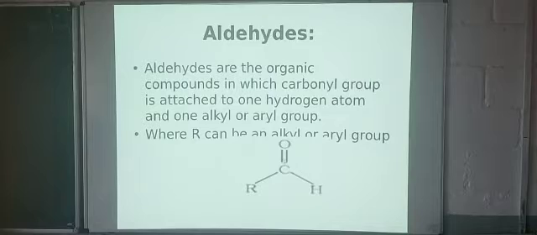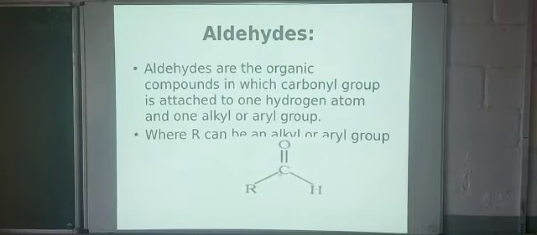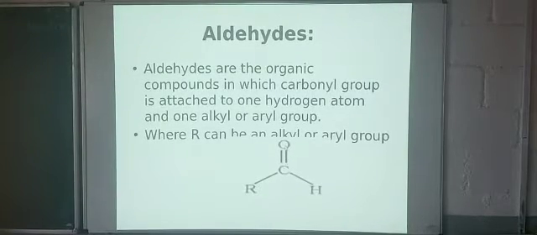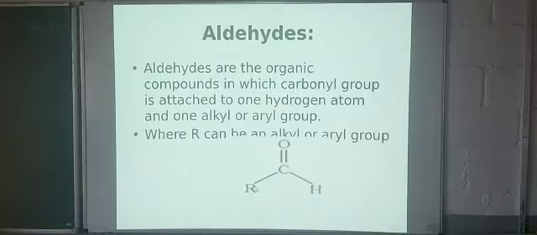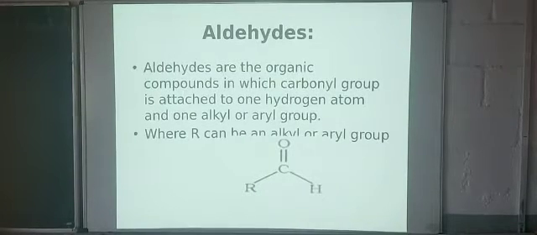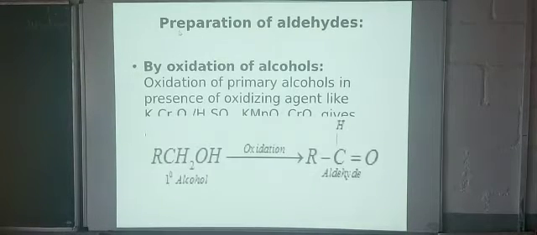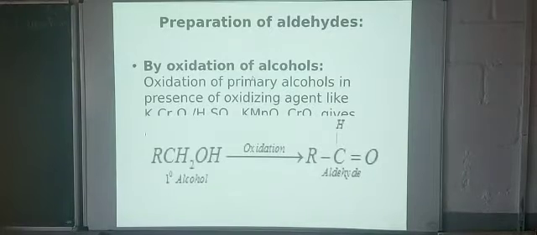Carbon is tetravalent, which means the four valencies of a carbon. Two are shared with the oxygen, one is shared by the alkyl group and one by the hydrogen. So RCHO is the chemical structure of aldehyde. Preparation of aldehyde by the oxidation of alcohol.